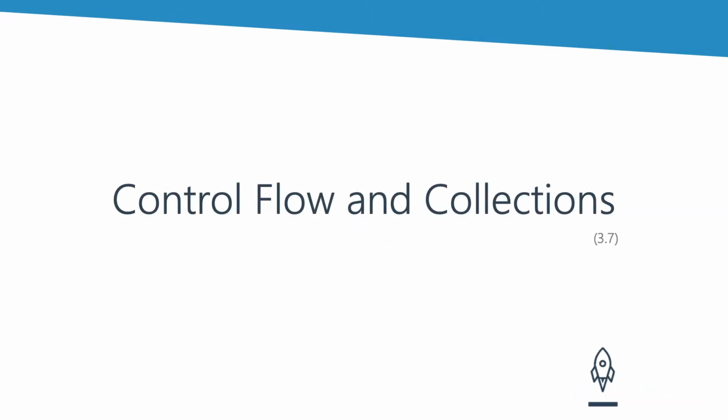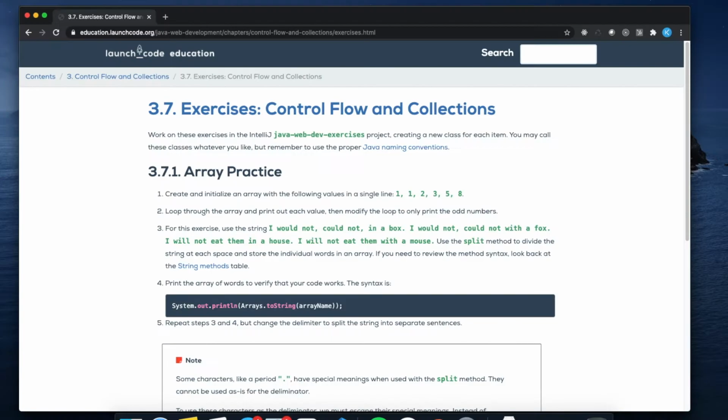In this one, we're going to be going over control flow and collections, which is in 3.7 of our reading. Let's dive into this. So starting out this exercise, we see we need to work on the exercises in IntelliJ Java Web Dev Exercises project, creating a new class for each item.